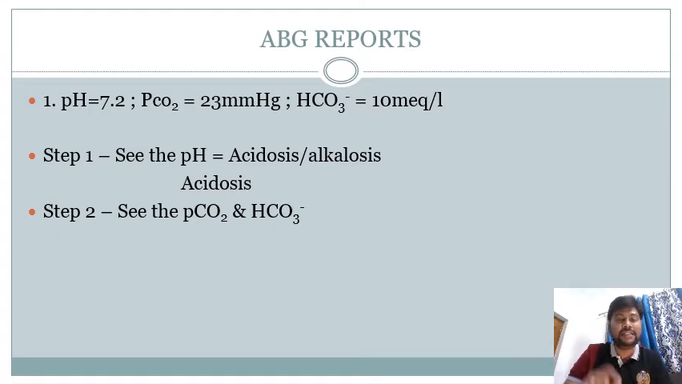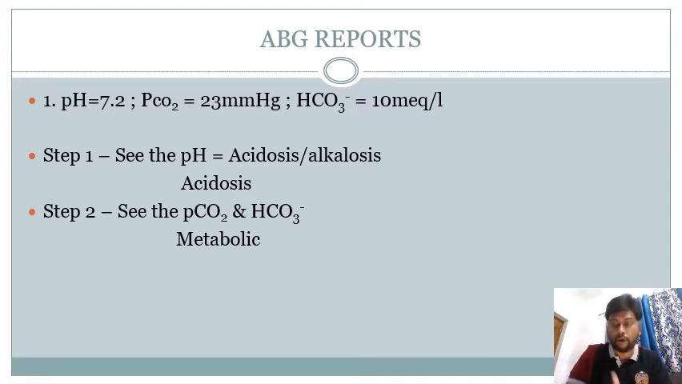So here in this case, bicarbonate is favoring. Bicarbonate is low and it can lead to acidosis. So this is a case of metabolic acidosis. Now see the other component. Bicarbonate is favoring, so we have made the diagnosis as metabolic acidosis.